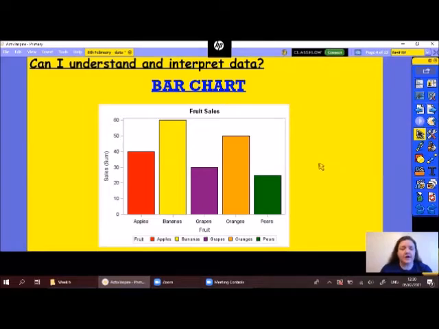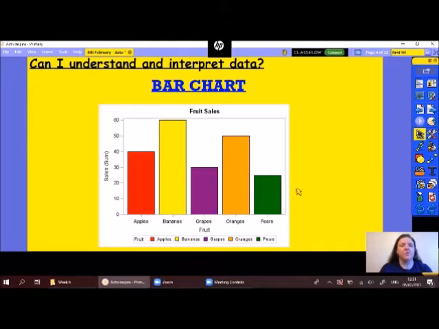And so in a bar chart, you have different options along the bottom, and you have your scale up the side. That's the set of numbers. So you have that up the side. Sometimes you have a key at the bottom to tell you what each different color is. And then the different size of the bars shows you how many. So you can see the one that's the most is the tallest bar.